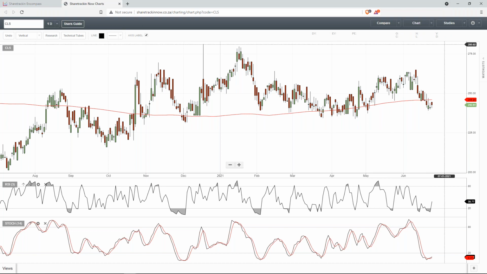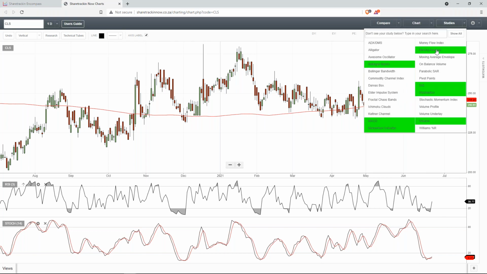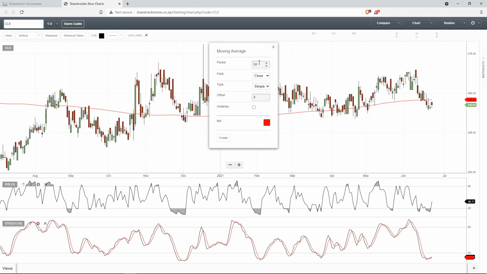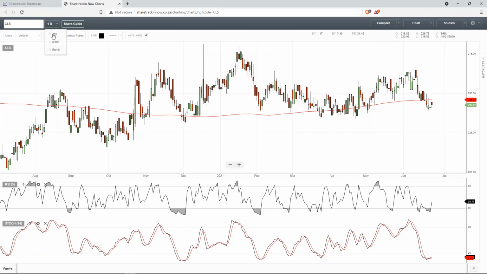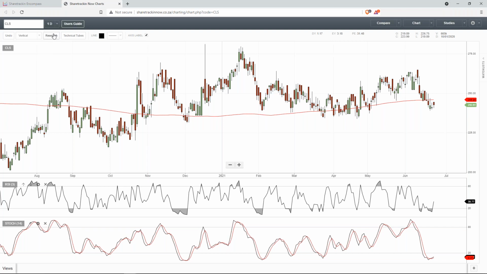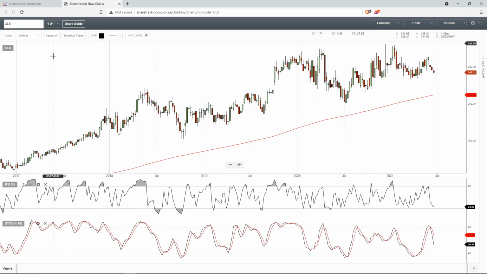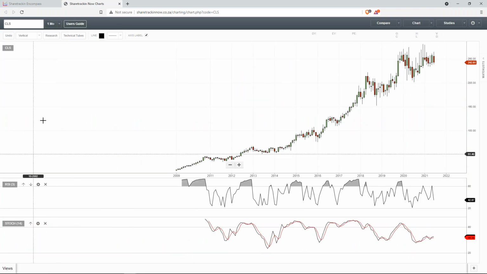To do it, you go to studies, go to moving average, and then change your period to 3, exactly the same as your RSI. The 3 basically means 3 days, or 3 weeks or 3 months, depending on what type of chart you're looking at. You'll be able to change it on the top left hand side: 1 day, 1 week, 1 month. So 3 would be 3 days, because it's currently on a day chart. If I change it to a weekly chart, it would be 3 weeks. If I change it to a monthly chart, it would be 3 months.